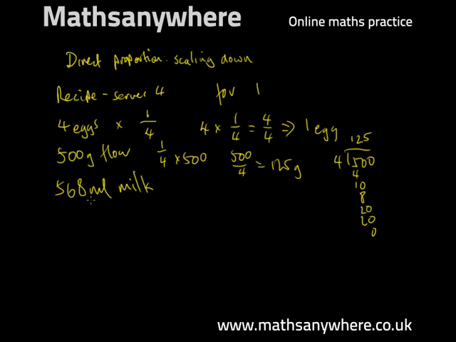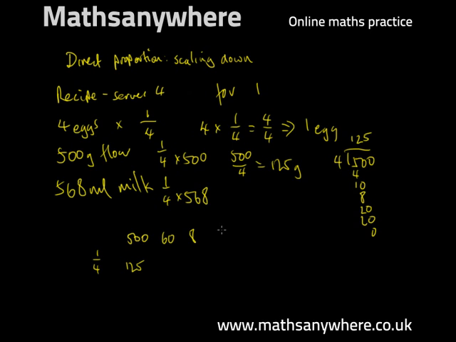Slightly trickier number now, we're working with mils of milk. 1/4 multiplied by 568. You might want to use the grid method for doing this. Break down the 568 into hundreds. We've got 5 hundreds, we've got 6 tens, which is 60, we've got 8 units. 1/4 stays as 1/4. We know from our previous sum, in fact, that 1/4 of 500 is 125.